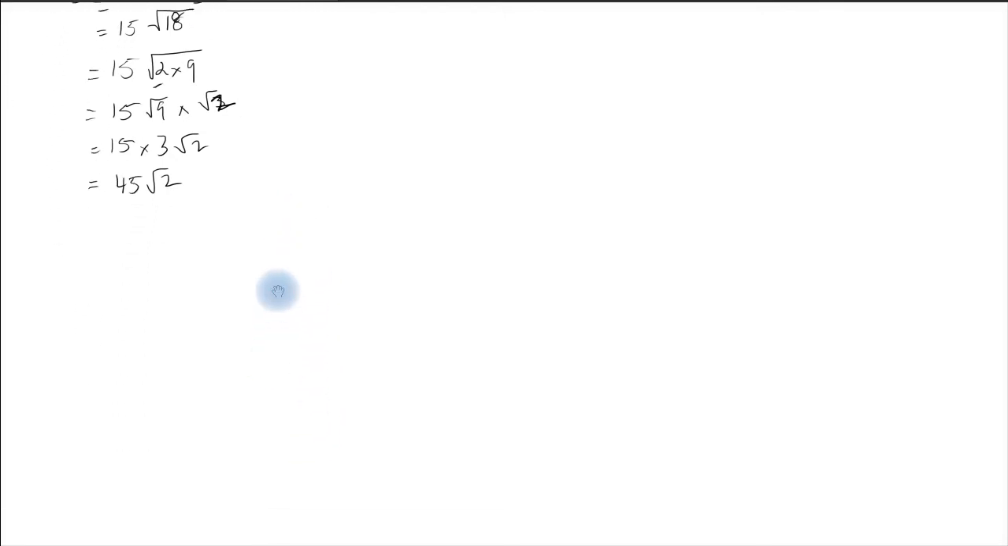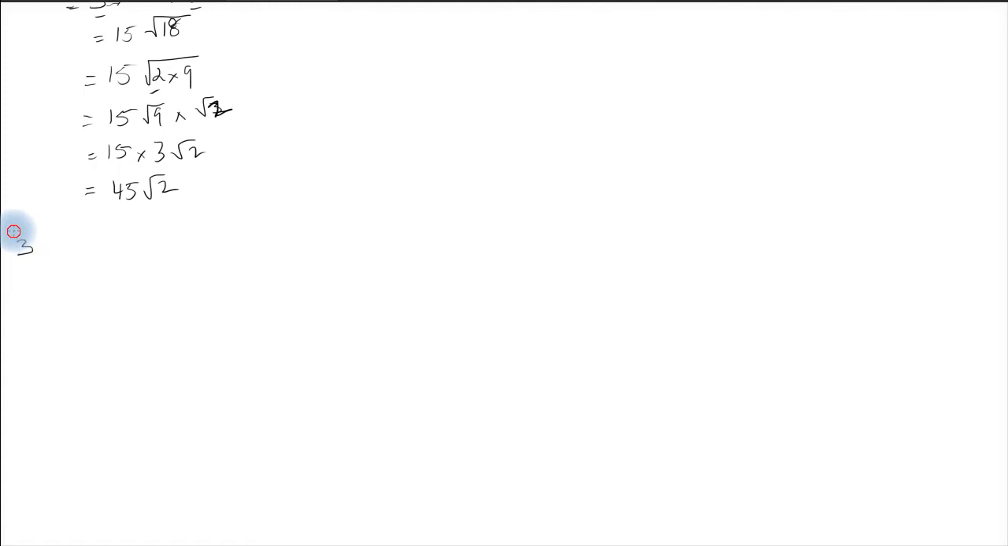Now, the next thing, number 3, is adding and subtracting surds. When you add and subtract surds, it's a lot like doing the same thing in algebra. And we all know that to add and subtract algebra, you need to have like terms. So it's like algebra, you need like terms.